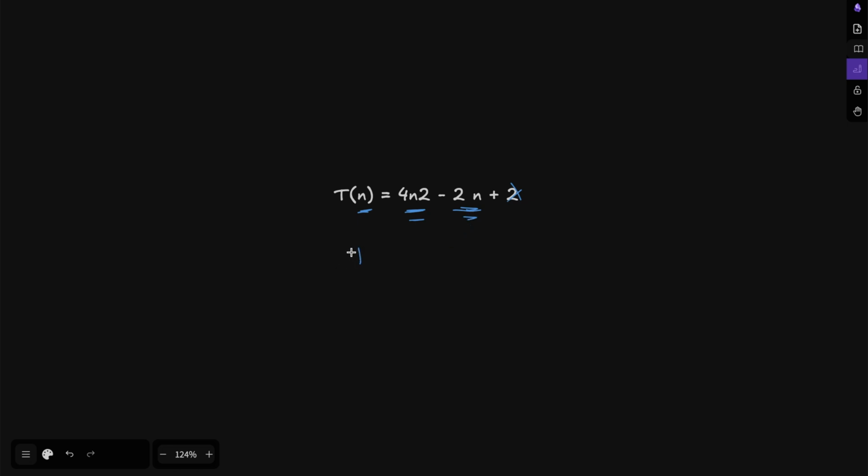So in that sense, we can say T(n) grows at the order of n squared. We can write the big O notation as O(n^2). That is, we can say T(n) grows in the order of n squared. So that will be the time complexity of this solution.